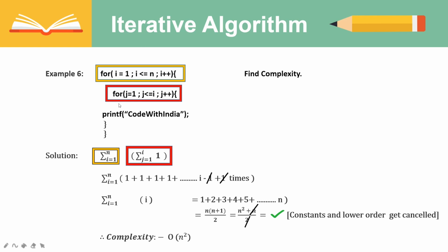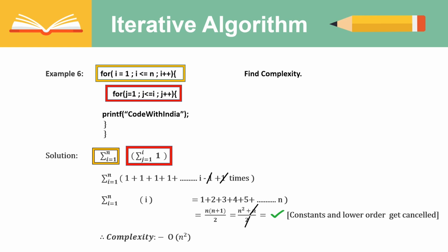Now the other part of the nested loop is for j equal to 1, j less than or equal to i, j plus plus. This loop will run j equal to 1 to i. So we can write it as sigma j equal to 1 to i.